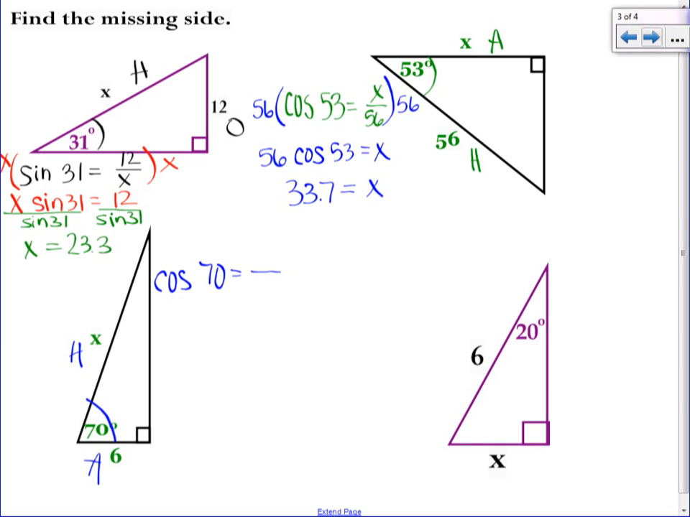If we're looking at SOHCAHTOA, it tells us what order to put this in. The A is going to come first. So we've got 6. We got hypotenuse on the bottom. Okay. We multiply by x.